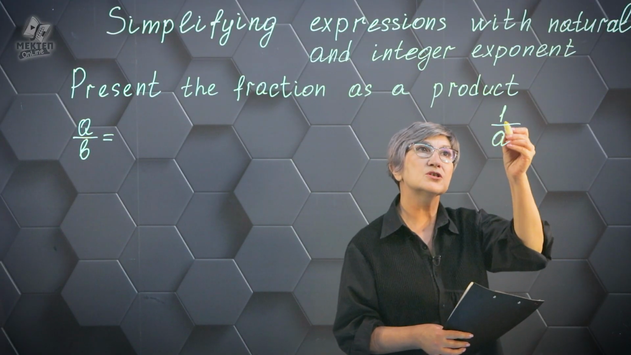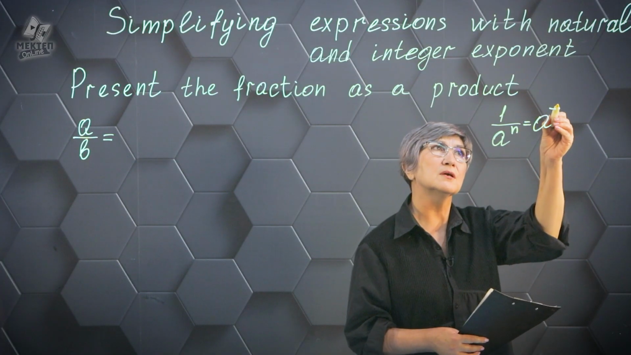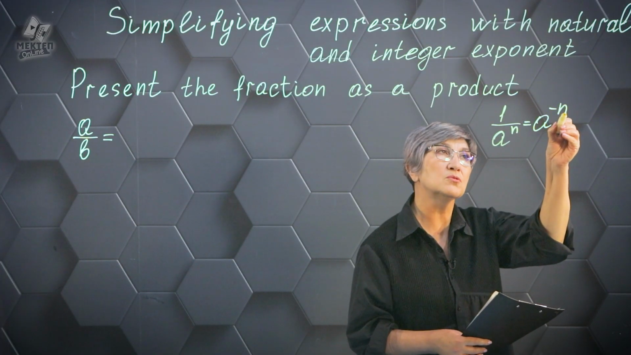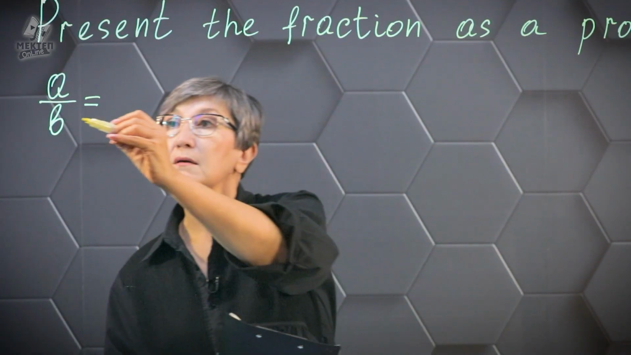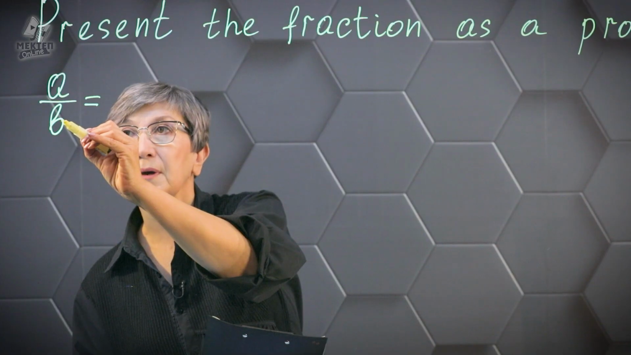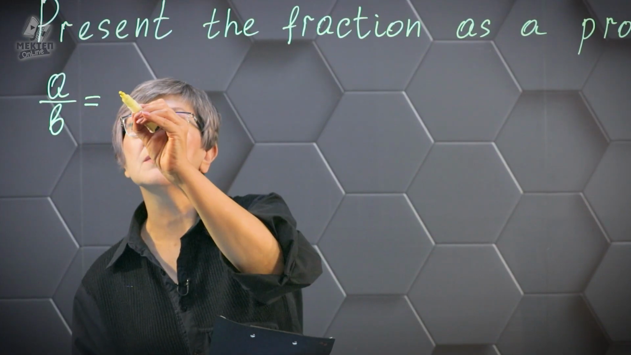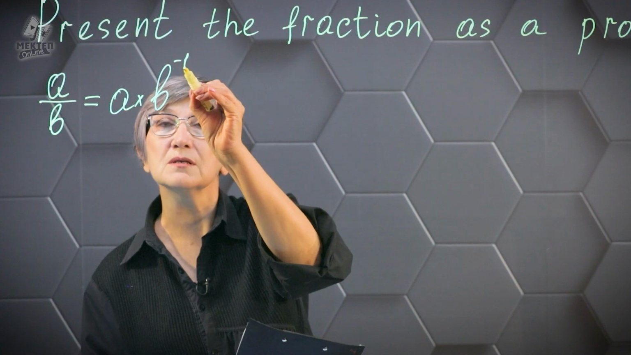If we see the expression 1 divided by a to the power of n, then this expression equals a to the power of n. So, using our definition, we move the variable b from the denominator to the numerator. As a result, we get a multiplied by b to the power of minus 1.